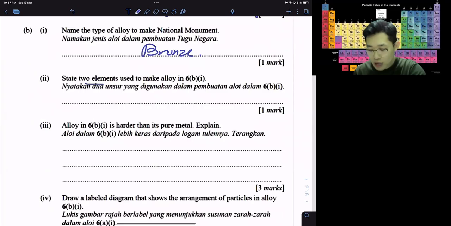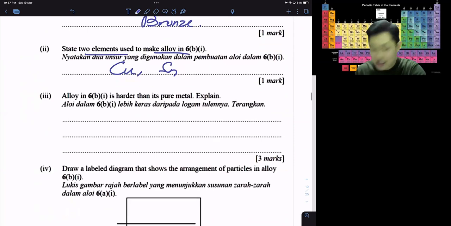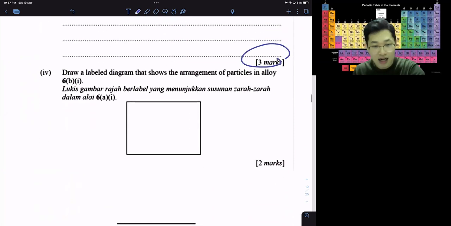Name the type of alloy used to make national monuments: bronze. Two elements used to make this alloy: copper and tin. Why is it harder? 3 marks. Okay, the 3 points: arrangement, easy to slide.